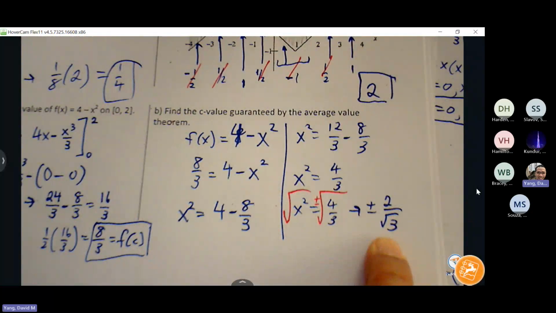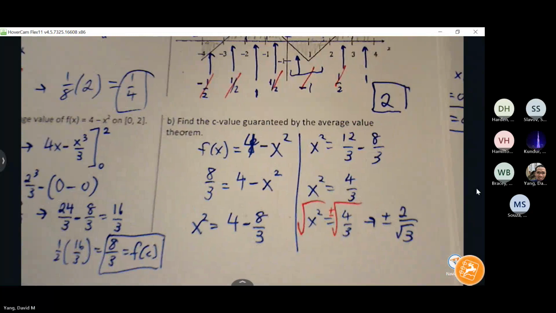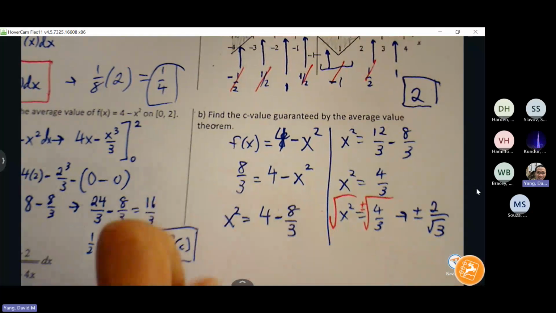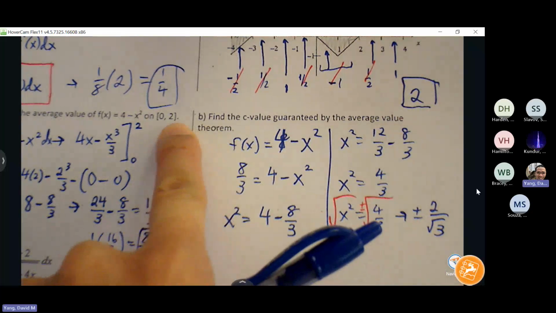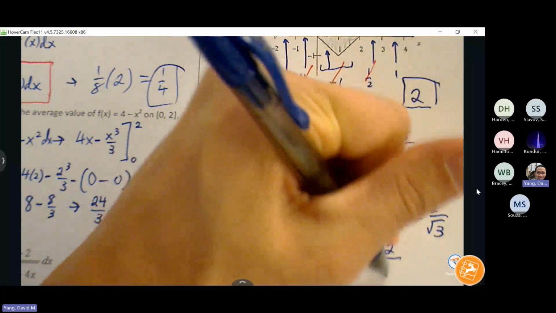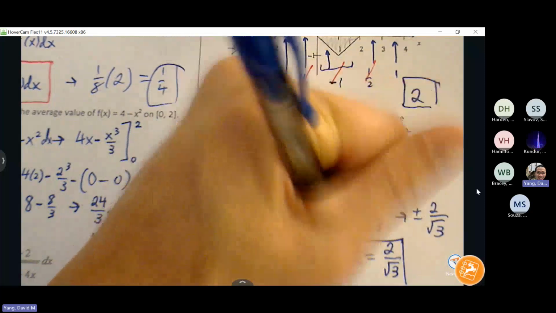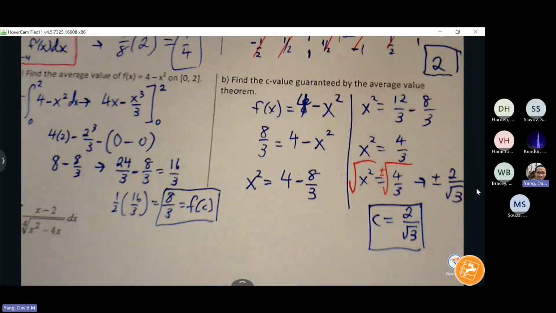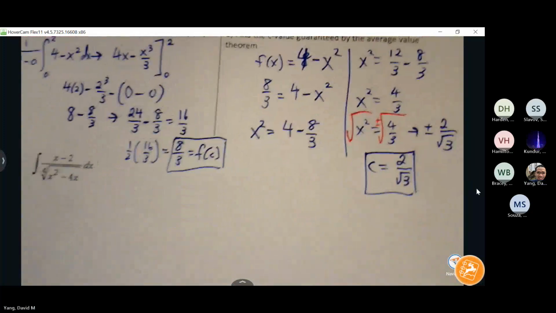These are two C values, but do we keep both of them? Just what? Because the interval is showing from 0 to 2, just positive numbers. So my C is just the positive one. It's possible that we have more than one C value, but always check with your interval. You're guaranteed at least one, but it's possible that the second one could be left out.